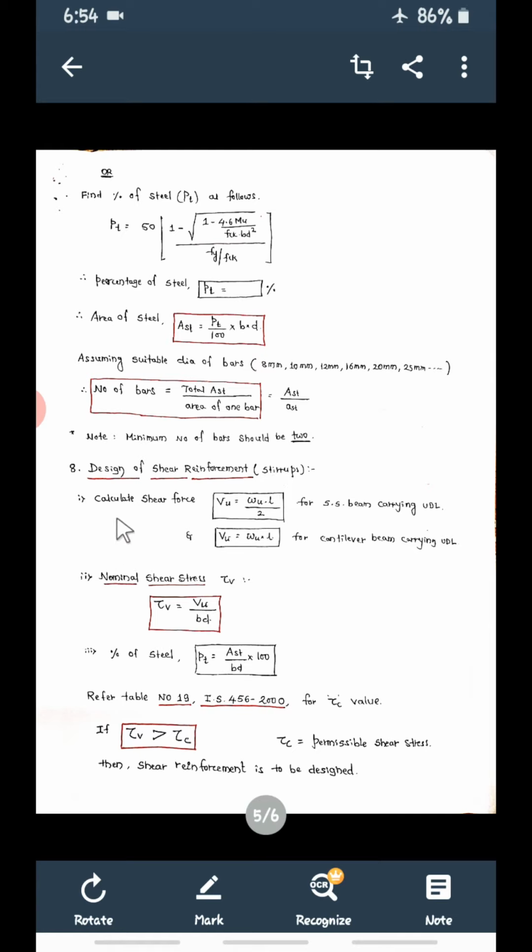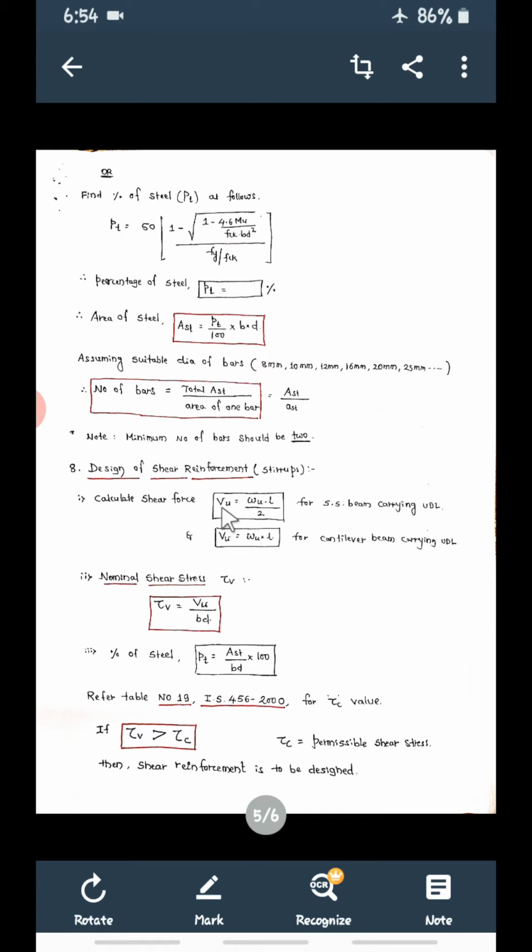Now first, what are we going to calculate? Calculate the shear force. For a simply supported beam subjected to UDL, what will be the shear force? Shear force at the support, not at the center. At the center the bending moment will be maximum; at the supports, shear force will be maximum.